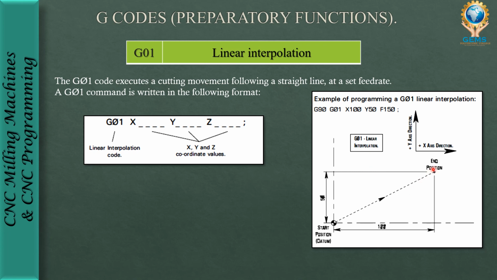For example, if you want the tool to be in this position, you can give G01 X100 Y50 and a feed rate of 150. So for straight line motion, you can give the X and Y position like this.